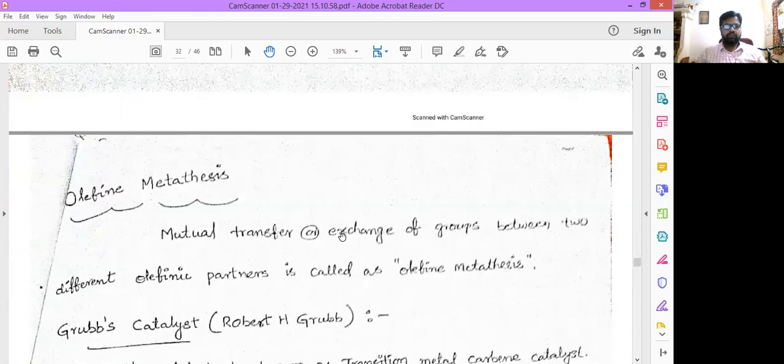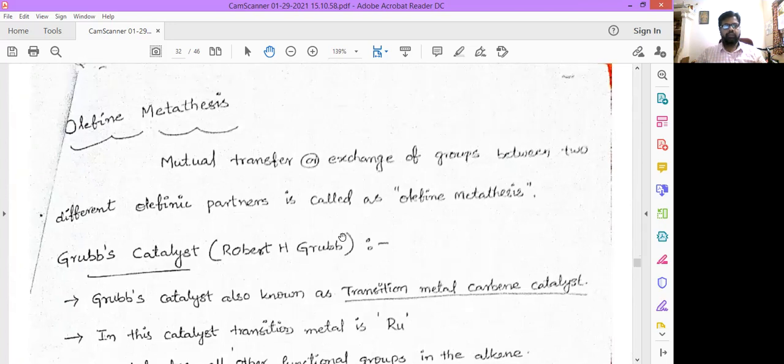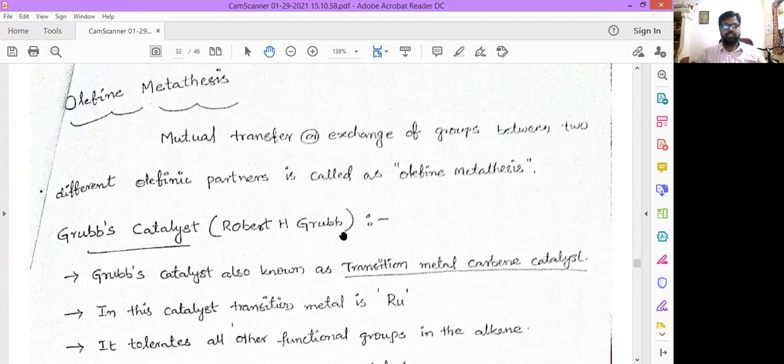Okay. Next, olefin metathesis. The mutual transfer or exchange of groups between two different olefinic partners is called olefin metathesis. Two different olefinic partners means that between two olefins there is a mutual exchange or transfer of functional groups. So that is called olefin metathesis.